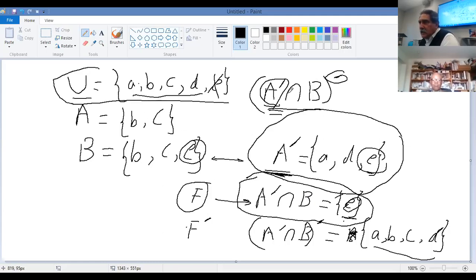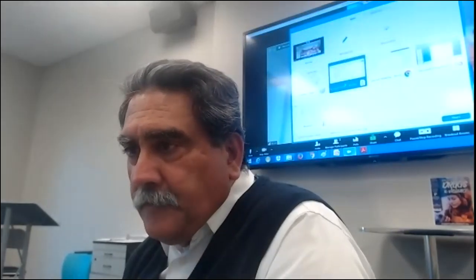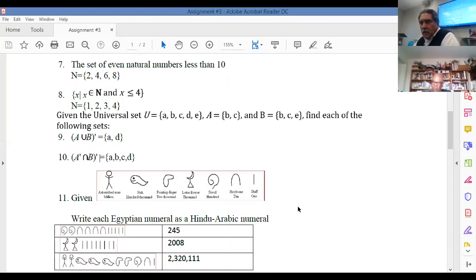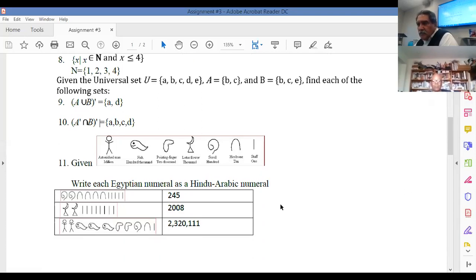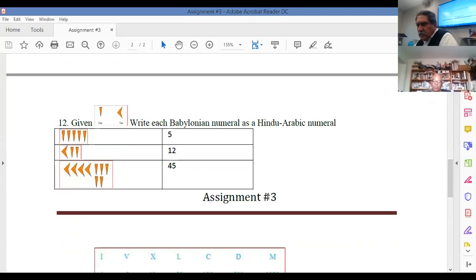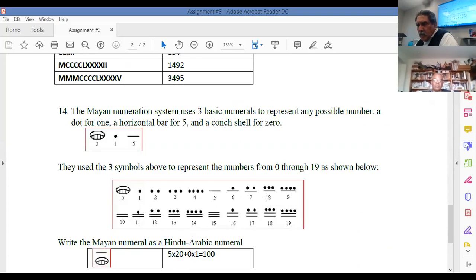So let's again go to the next question. All right, then I think these other questions we don't need to go to the iPad. Then it gives us, given these symbols, write each Egyptian numeral as Hindu Arabic. You guys did all of this correctly, so everybody got these right. And also this one right. The only thing that some of you had a problem with was this last one, number 14, which was actually the easiest.